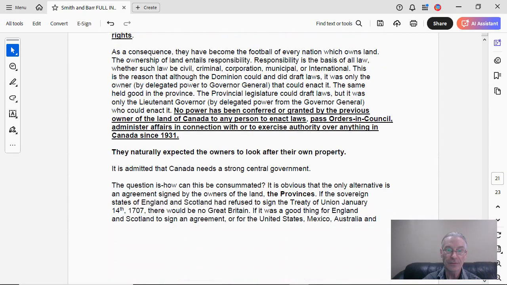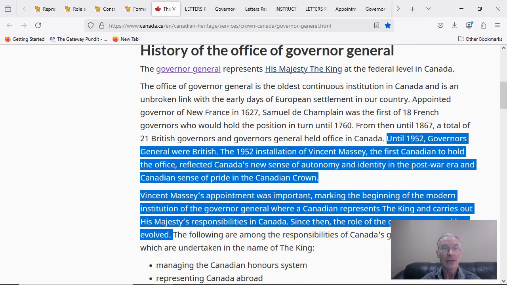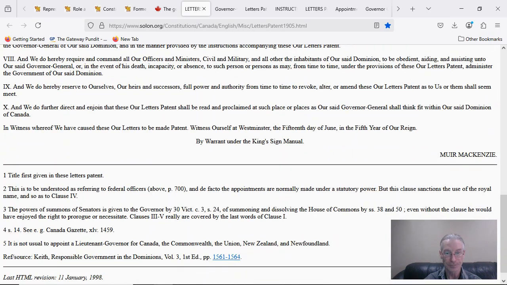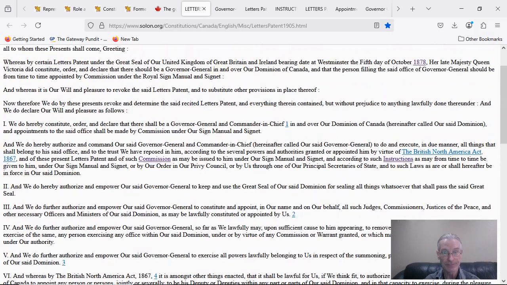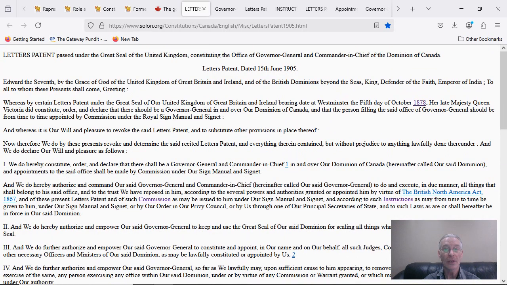It's really hard to believe, ladies and gentlemen, but it's true. Now, these are the letters patent from 1905 that were published in the Gazette in 1940 that this guy says he's going to appoint the new Governor General. And we can see by warrant under the King's Sign Manual. And Muir Mackenzie was the clerk of the Crown and Chancery at the time, or Secretary of State at the time. The only person authorized to issue letters patent.